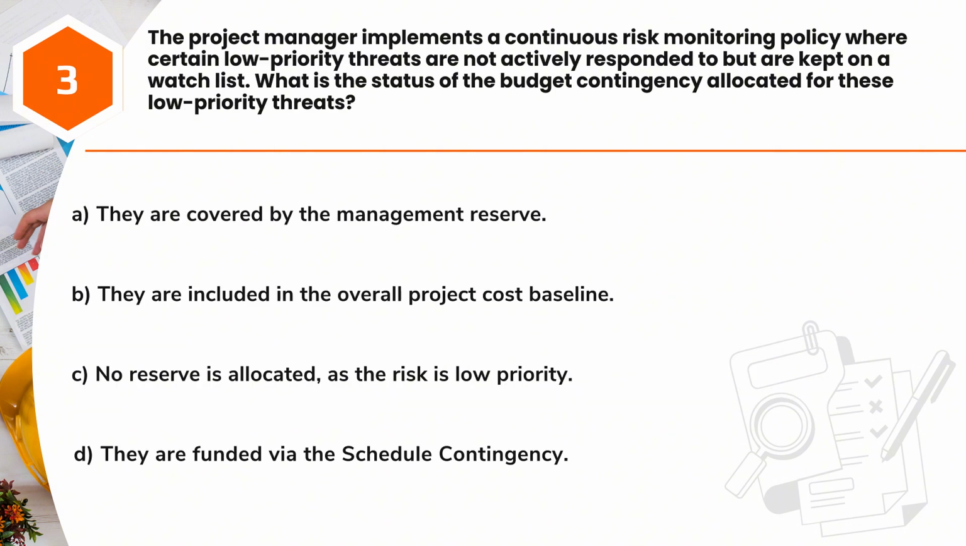Question 3. The project manager implements a continuous risk monitoring policy where certain low-priority threats are not actively responded to but are kept on a watch list. What is the status of the budget contingency allocated for these low-priority threats? A. They are covered by the management reserve. B. They are included in the overall project cost baseline. C. No reserve is allocated as the risk is low priority. D. They are funded via the schedule contingency.